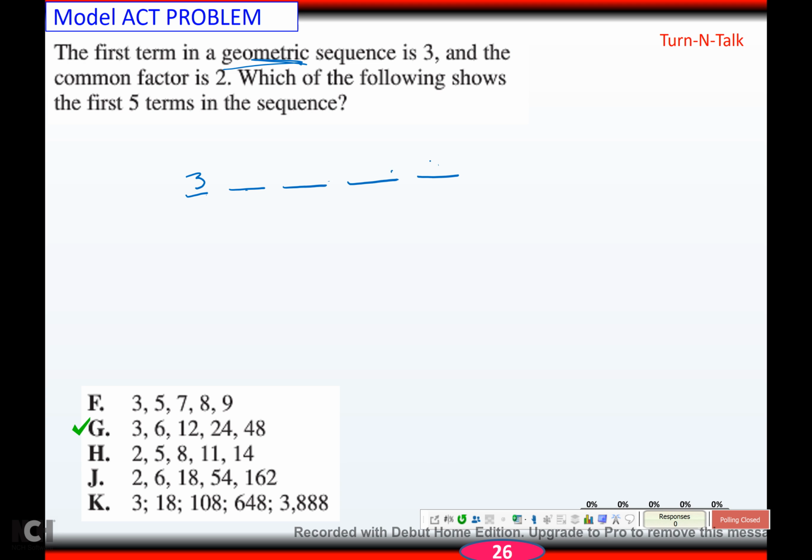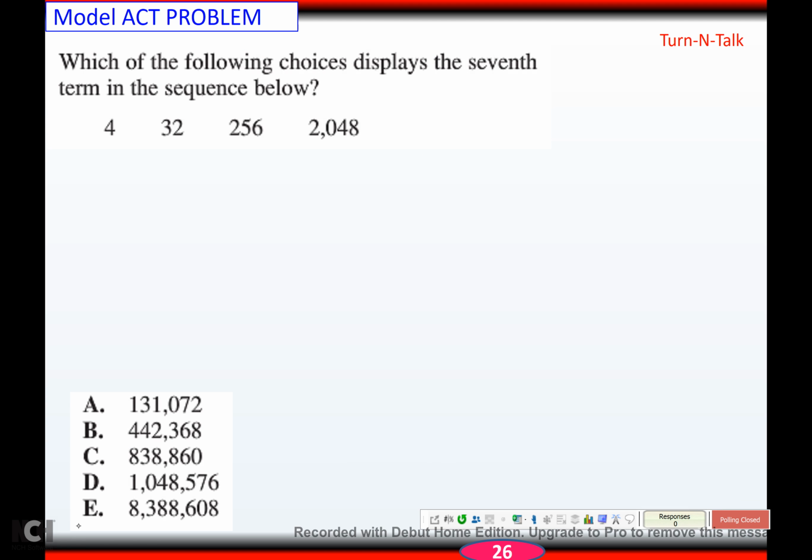1, 2, 3, 4, 5. Well, if your common ratio or factor is 2, they're telling you to get the next one, you multiply by 2. 3 times 2 is 6, times 2 is 12, times 2 is 24, times 2 is 48. Okay, try this one, hit pause, come back when you're ready.